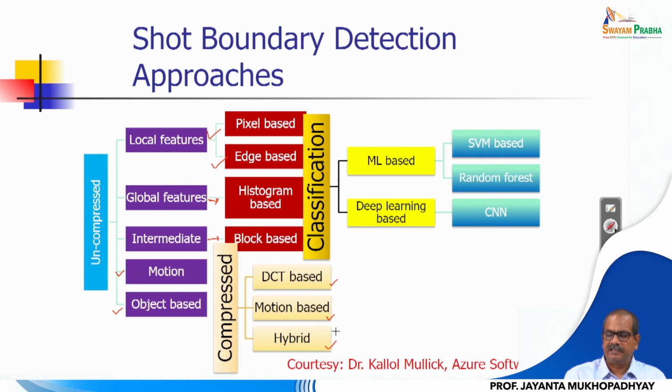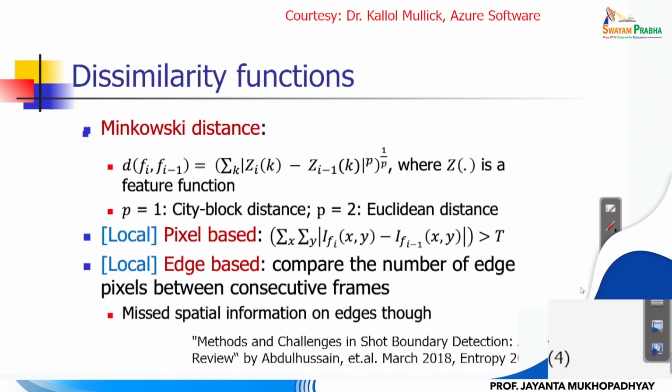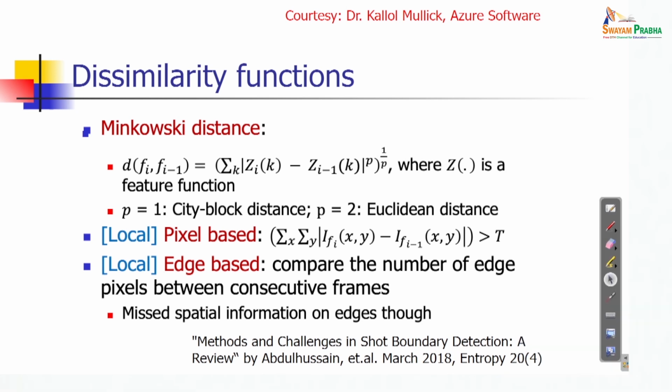About the approaches, traditional machine learning based approaches are used in many cases. There are SVM based approaches, or random forest based approaches, which are basically a set of decision trees. Or you can even consider a deep learning based approach, where CNNs are used for classifying frames into different types of shots.